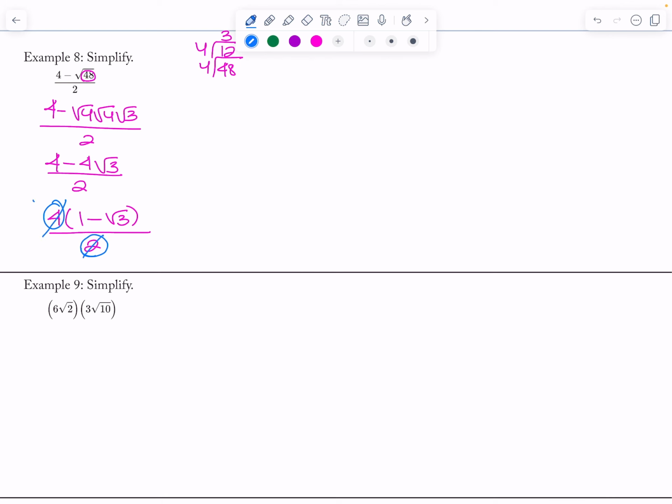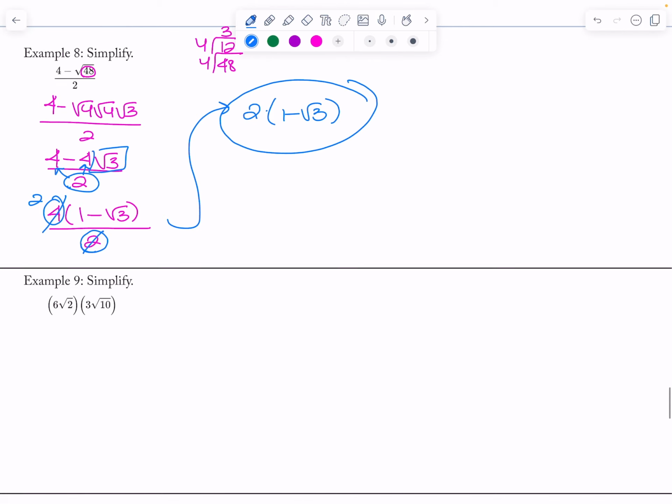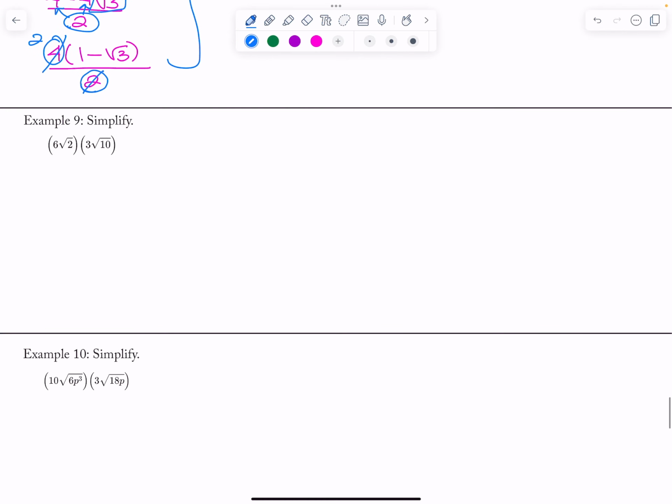Now this 4 outside of here and this 2 that's in the denominator can reduce. I don't reduce anything that's in that parentheses because it's being multiplied. So then I have a 2 out here. So then I get a 2 times 1 minus root 3. And I can leave it like that. The other way you could have done it too is I could have taken that 2, and just like when we did the quadratic formula, I could have divided both terms by 2, and I don't divide, remember, underneath the root.